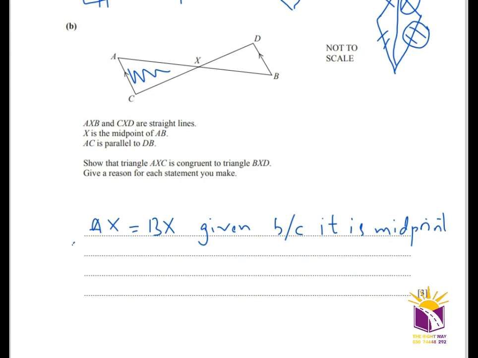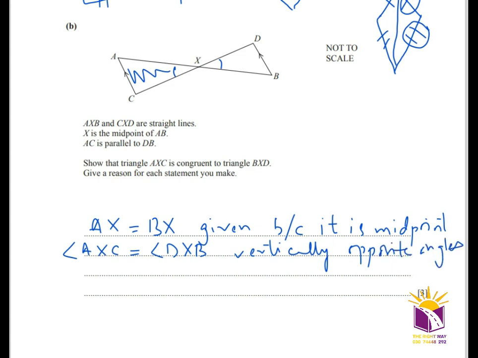Now angle AXC is equal to angle DXB. These two angles are equal because these are vertically opposite angles.